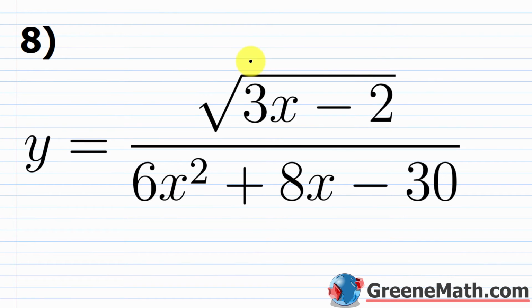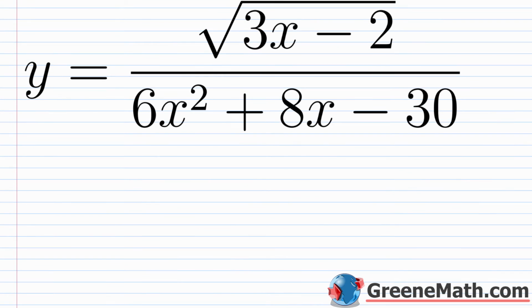All right, let's take a look at problem 8. So here we have y is equal to the square root of 3x minus 2, over 6x squared plus 8x minus 30.